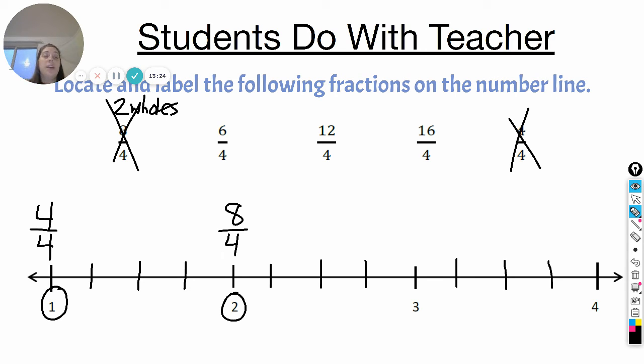So now that we've figured out that our number line starts at 4/4, it should be easier to label 6 fourths, 12 fourths, and 16 fourths. I'm going to give you a couple minutes to label those 3 fractions that are left, and then we'll check your work with mine.